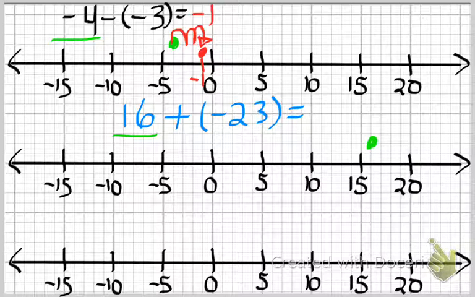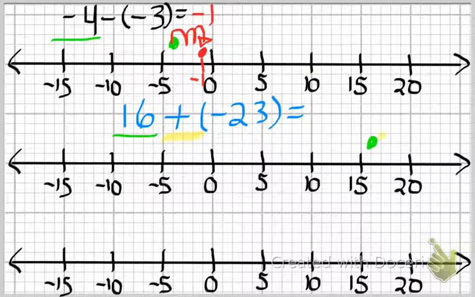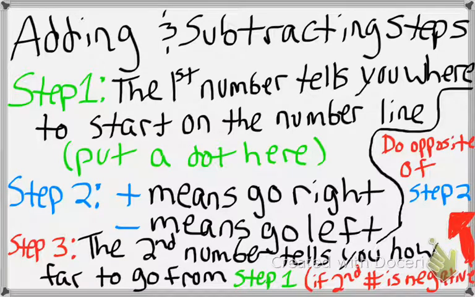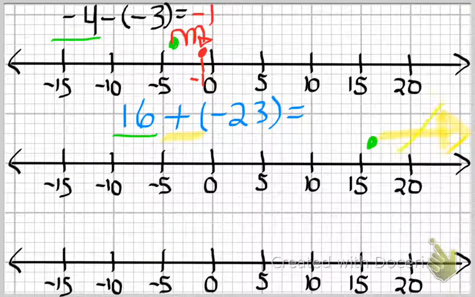Now, step 2 was to look at the operation. It says adding. We want to add. Add means go to the right, but now step 3 reminded us, remember, use your steps. Step 3 says if the second number is negative, you're going to do the opposite of step 2. So instead of going to the right, we're going to go in the other direction. That means we're going to go to the left 23 spaces.